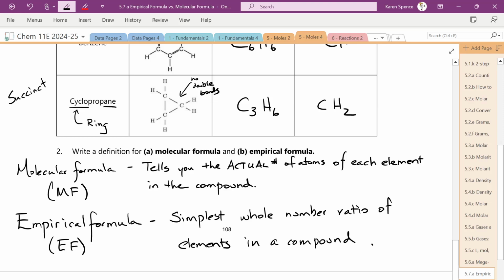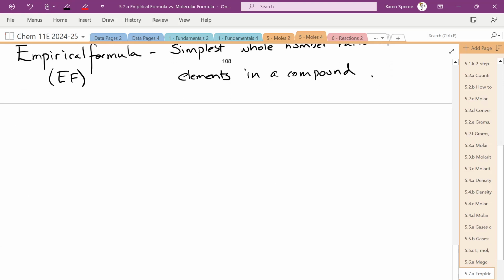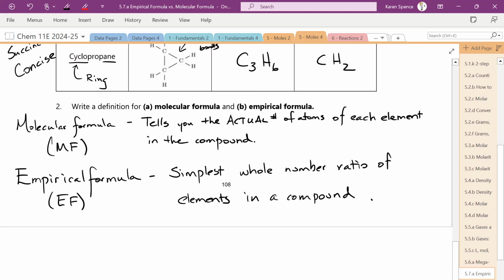Another word that also means succinct is concise. I remember learning those two words when I was in grade 10 in my English class, because our English teacher wanted us to be concise and succinct. So anyway, that's basically what the empirical and molecular formula are.